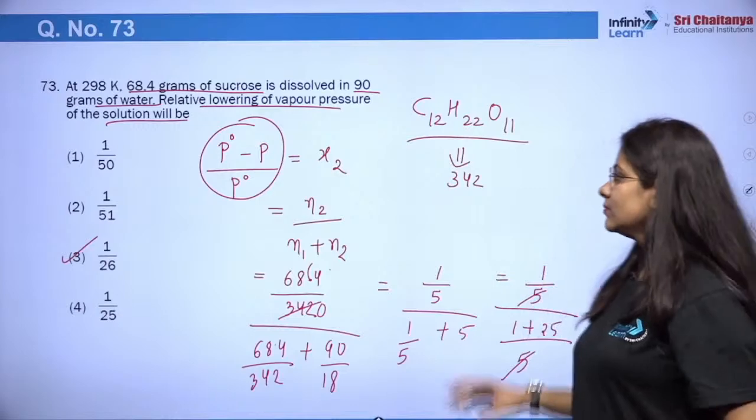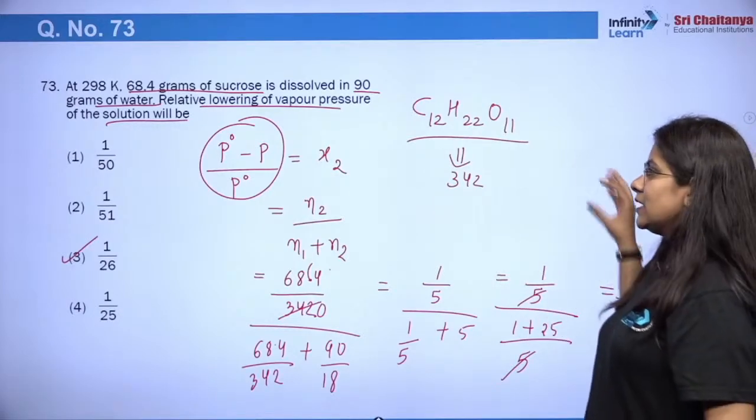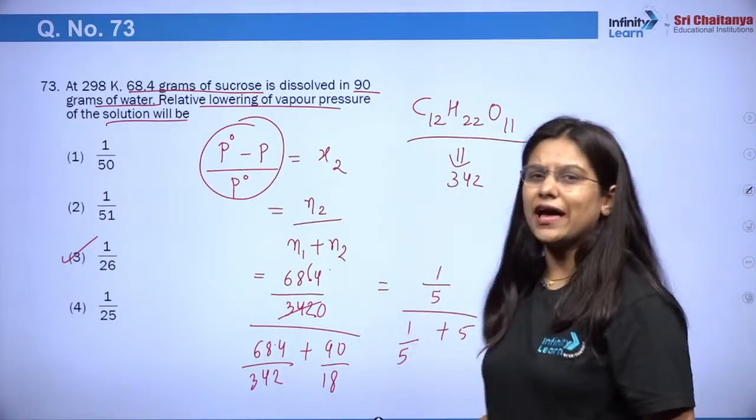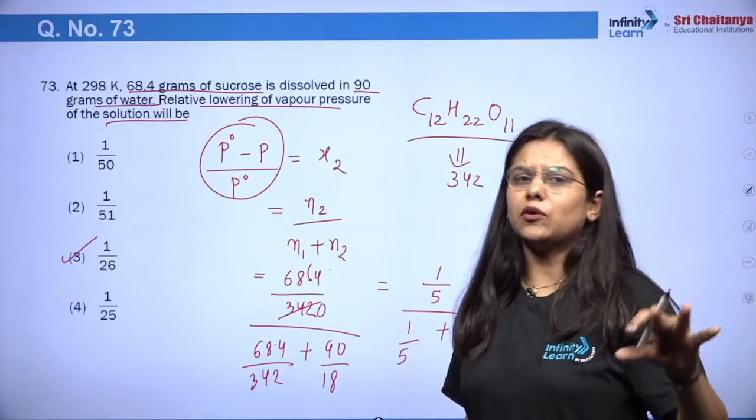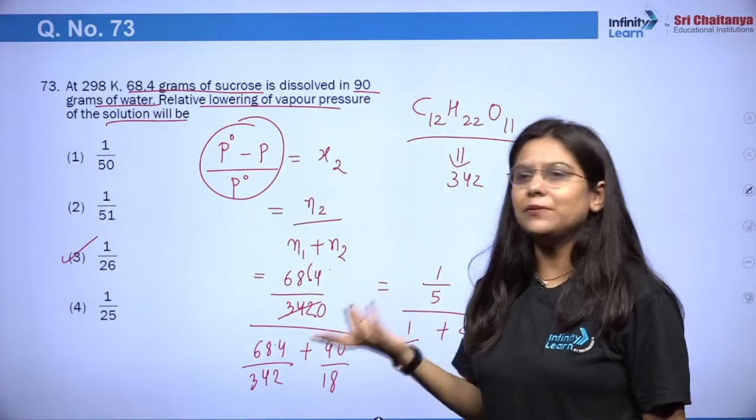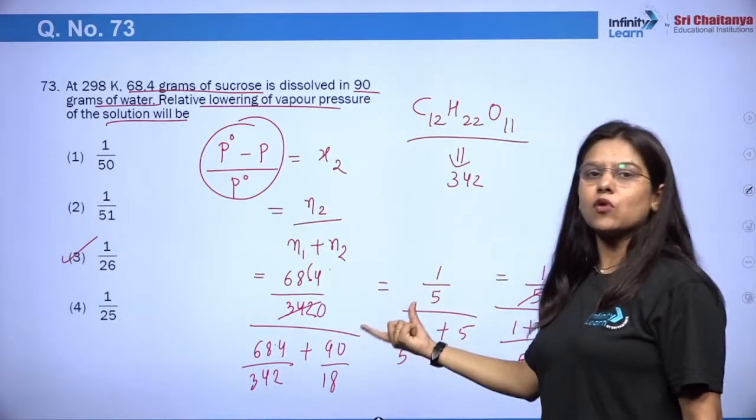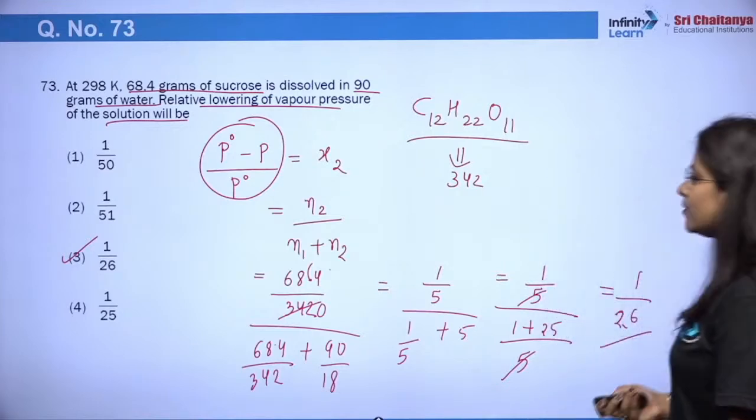Clear? Very easy question. You would be asking, ma'am, why we haven't used the concept of dilute solution. There in dilute solutions we have very less amount of solute, but here we have a considerable amount of solute. So we just can't eliminate the number of moles of sucrose from the denominator. We can't do that. What is the answer? Answer is option number 3rd.